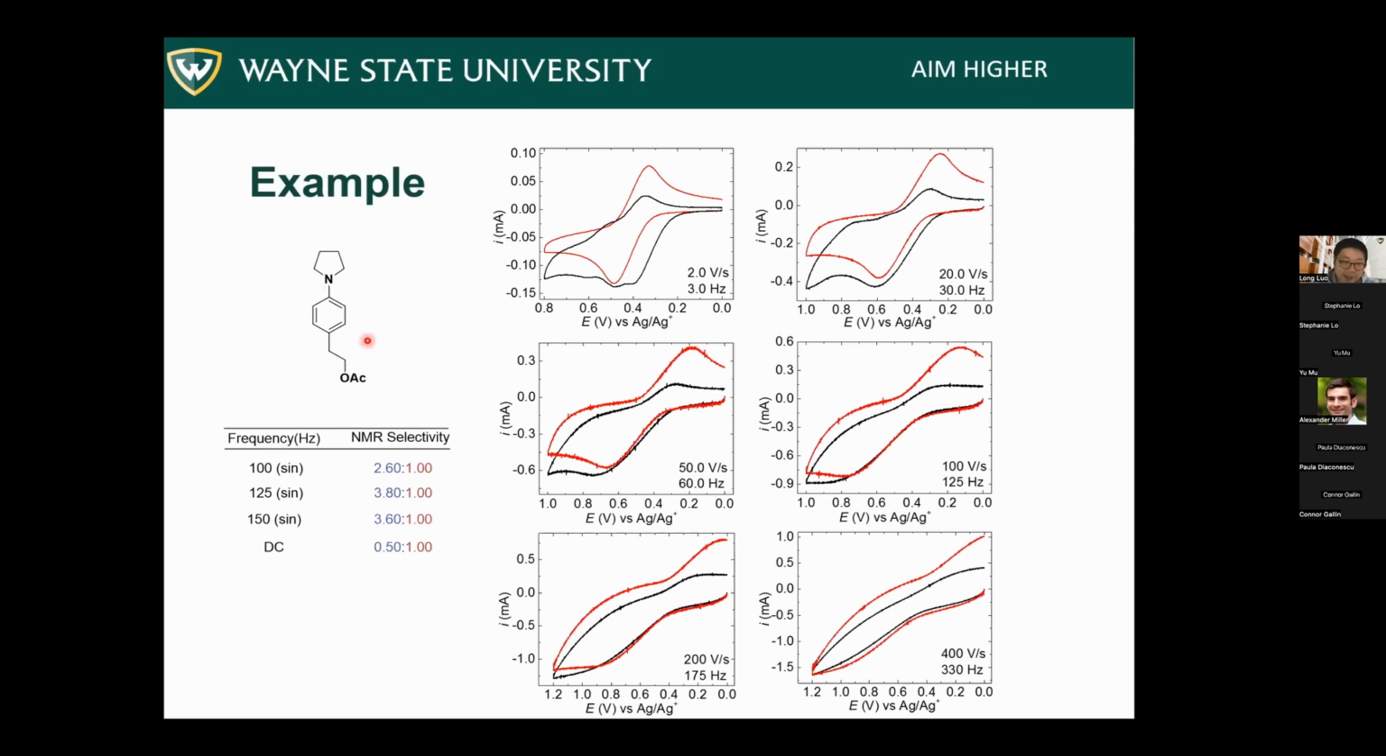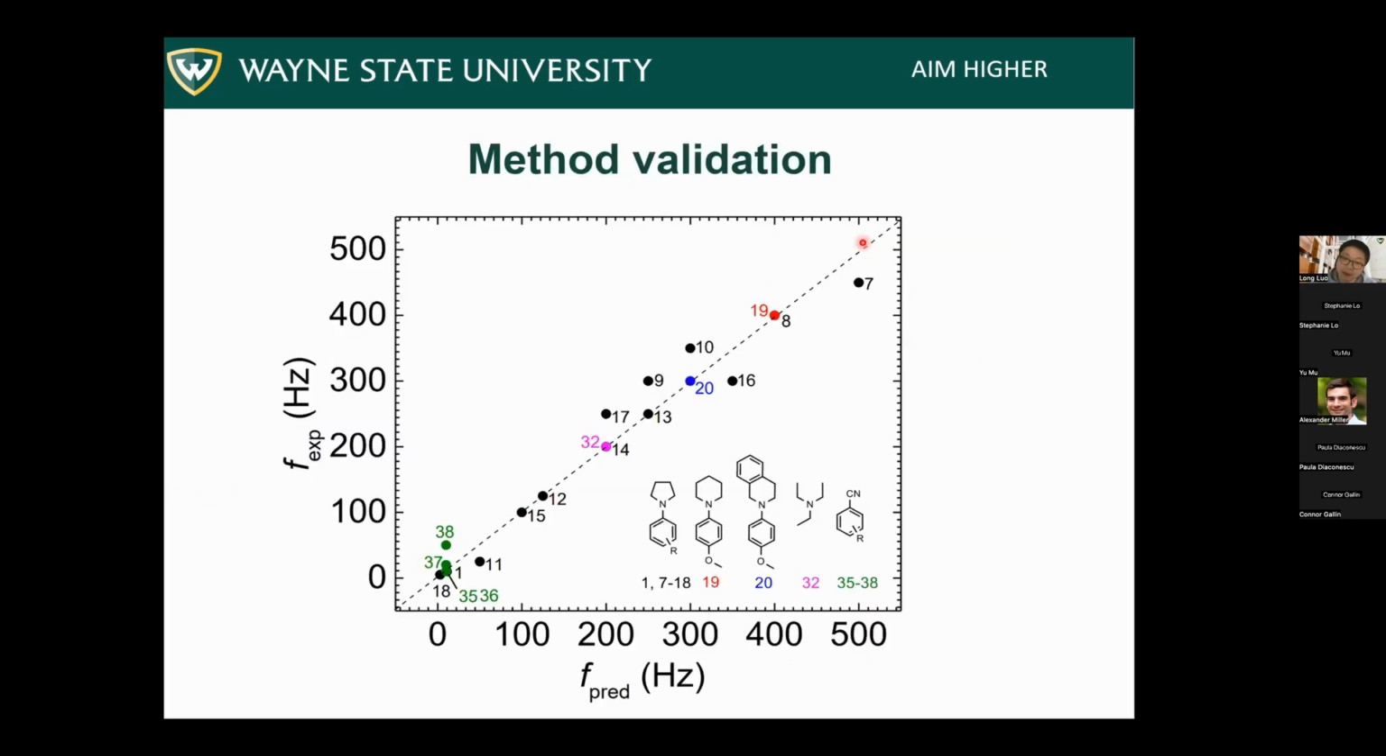So for example, for this guy here, we run CVs, and we found that at about 100 volts per second, or equivalent to 122 hertz, we get the best overlap here. And then we tried different frequencies near this optimal frequency. You can see when you have lower or higher frequencies, it just gets worse selectivity, right? And then we test a lot of them. We test about 30 different substrates, and we found a perfect agreement between predicted frequency and experimentally observed optimal frequency. That truly validates our prediction method.